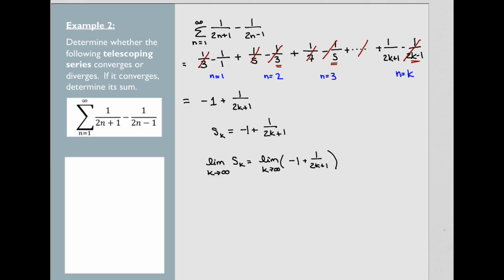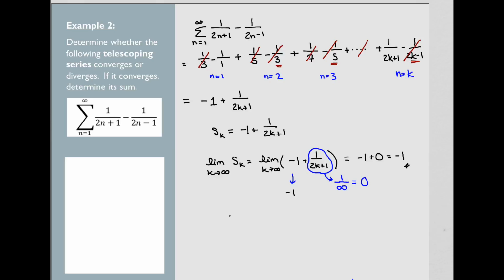We're going to look at the limit as k goes to infinity of negative 1, and that's just negative 1. And then we're going to look at the limit as k goes to infinity of 1 over 2k plus 1. What does this do? As k goes to infinity, 2k plus 1 grows infinitely large, and so 1 over infinity grows infinitely small. In fact, the limit as k goes to infinity of 1 over 2k plus 1 equals 0. So the limit as k goes to infinity of negative 1 plus 1 over 2k plus 1 is just negative 1 plus 0, and that's just negative 1.